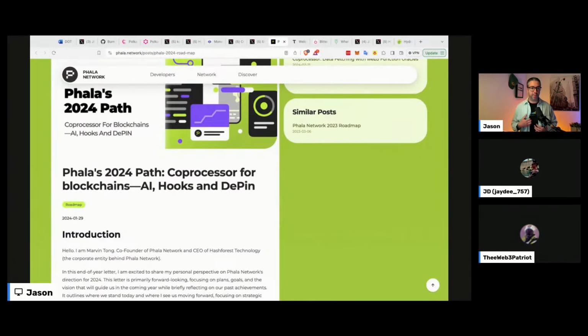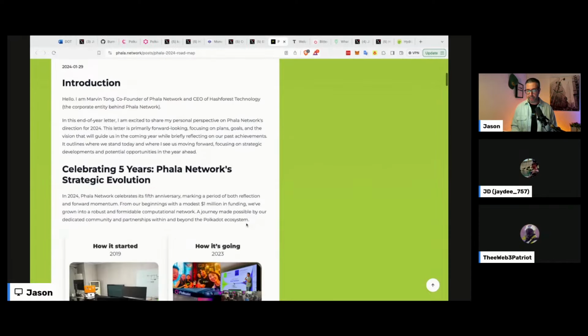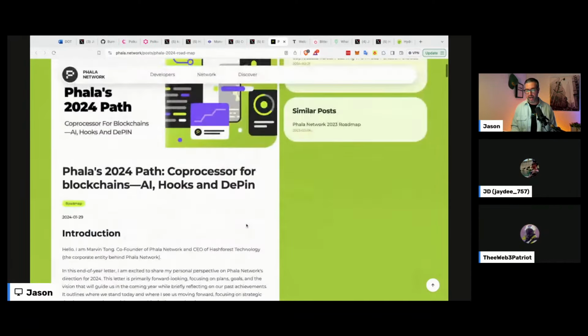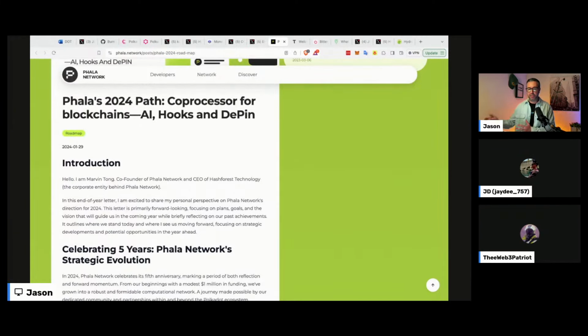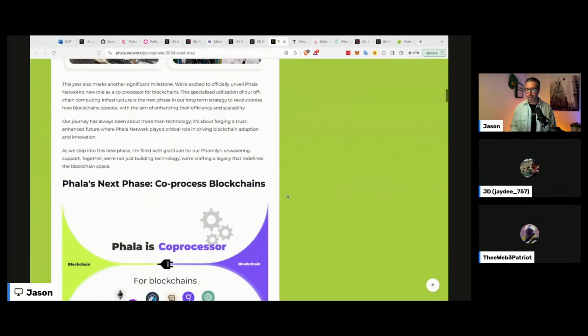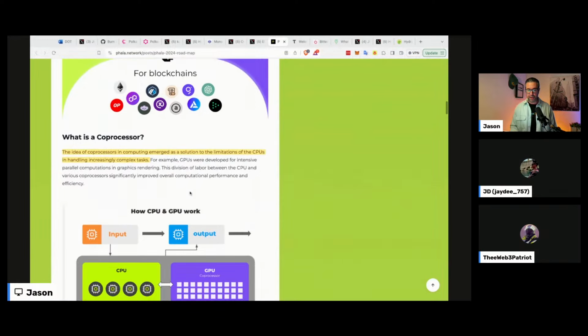Kind of keeping with this theme of blockchain projects or distributed ledger projects where finance isn't the main focus. Phala released their 2024 path recently, and they're focusing again on this co-processor for AI and also DePIN, or decentralized physical infrastructure networks. I was reading through this and found this part interesting.